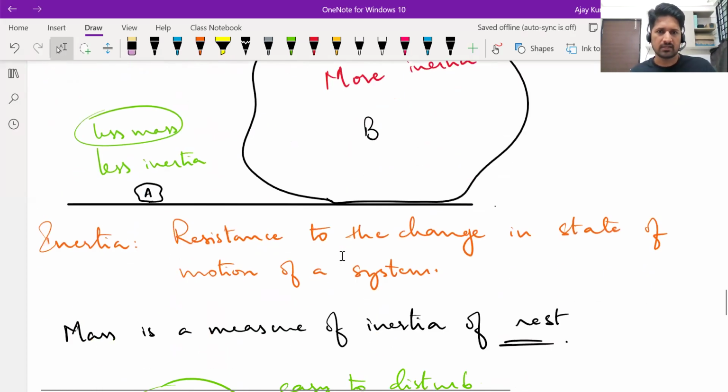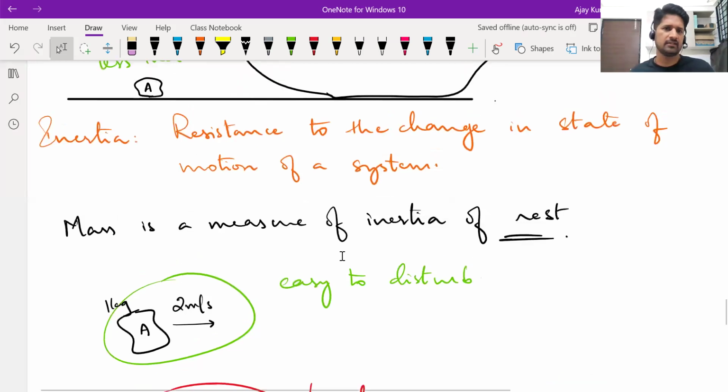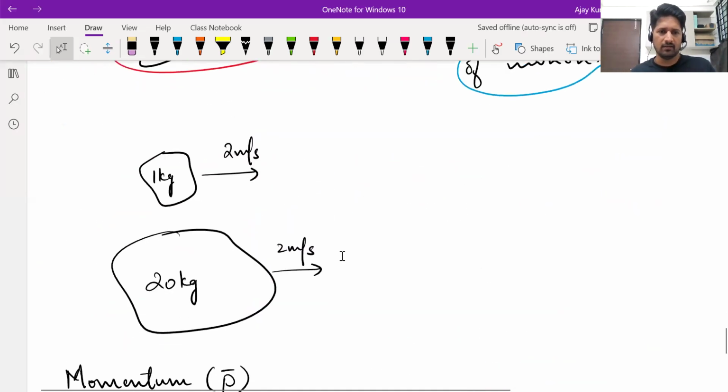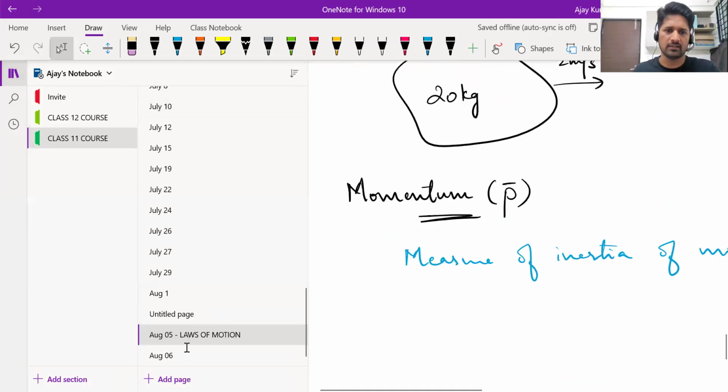Next, we talked about inertia. When objects are at rest, mass is a measure of inertia. Greater the mass, more difficult it is to bring the object into motion. Right? And when objects are moving, the last point we discussed was that momentum is the measure of inertia of motion. So we'll talk about momentum in detail and then impulse.